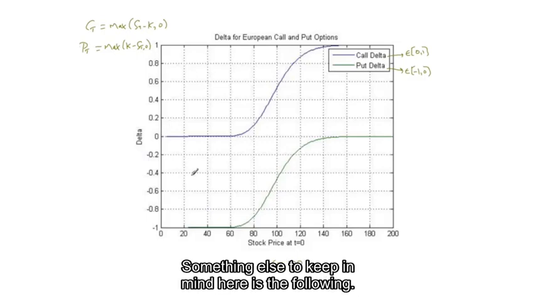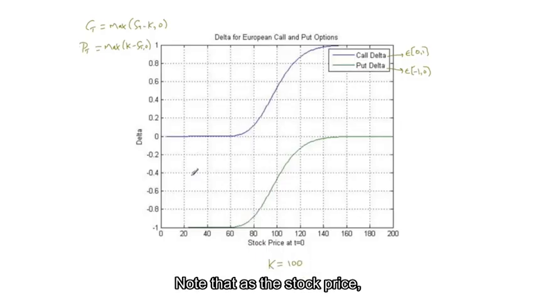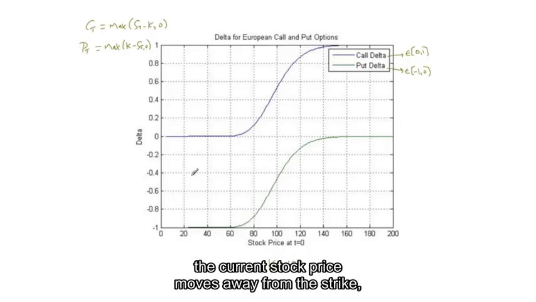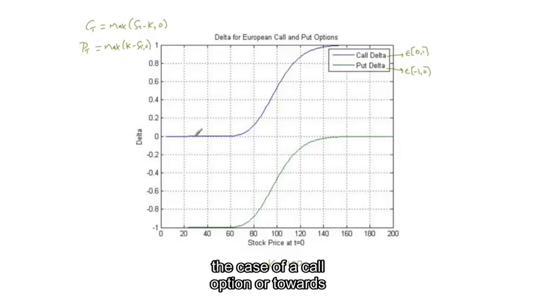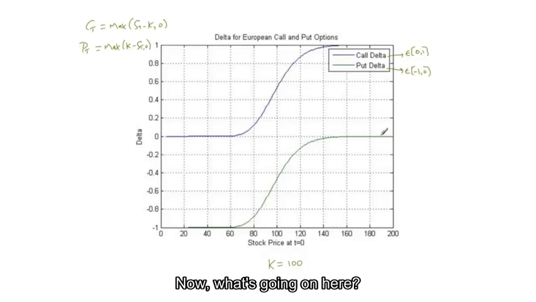Something else to keep in mind here is the following. Note that as the current stock price moves away from the strike, the delta moves towards either 1 or 0 in the case of a call option, or towards -1 or 0 in the case of a put option. Now what's going on here?